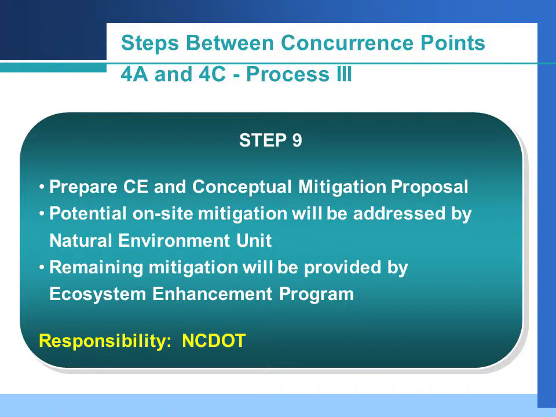NCDOT will address potential on-site compensatory mitigation options and may arrange an agency field meeting to review any potential on-site mitigation opportunities, discuss the environmental evaluation results, and determine which sites are acceptable to the agencies. The Ecosystem Enhancement Program, or EEP, will provide all compensatory mitigation that is not satisfied by acceptable on-site mitigation. The FHWA and NCDOT will review the environmental document for adequacy as it relates to appropriate requirements.